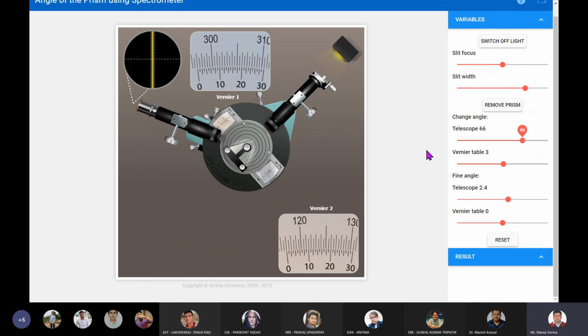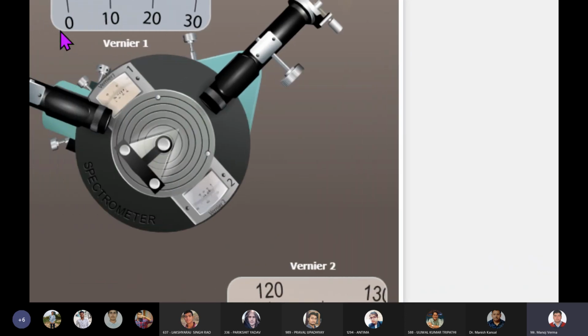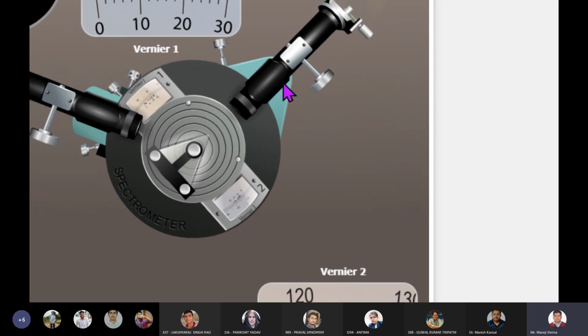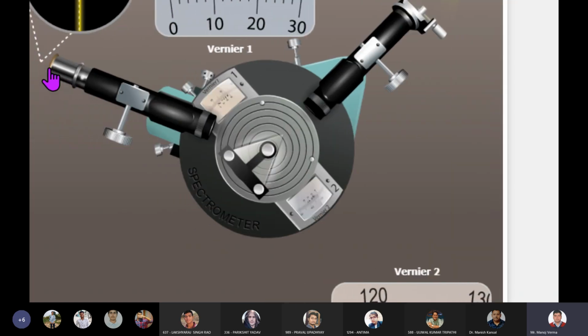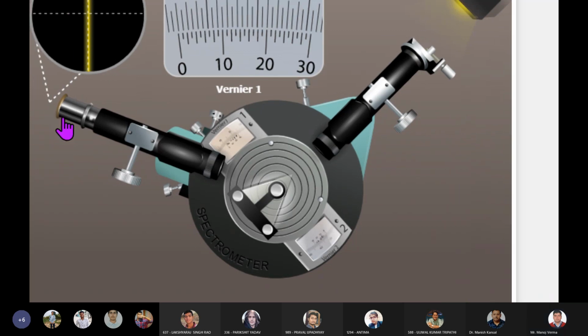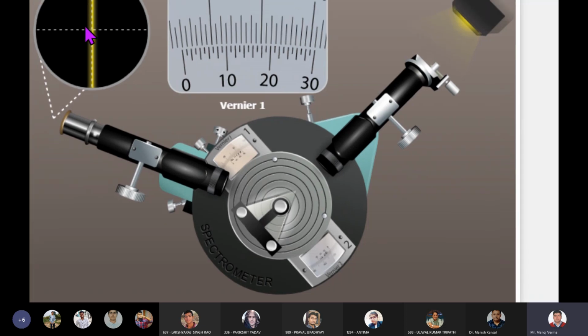Right? So if I zoom it again, you can see at this particular configuration, the light is coming from this end, from the collimator. It is striking this prism at this point, and it is being reflected in this direction, and because of it I am seeing the slit on my eyepiece. Right? Light is coming in this collimator like this, it is being reflected from the prism, and it is going into the telescope, and because of which I can view the slit.